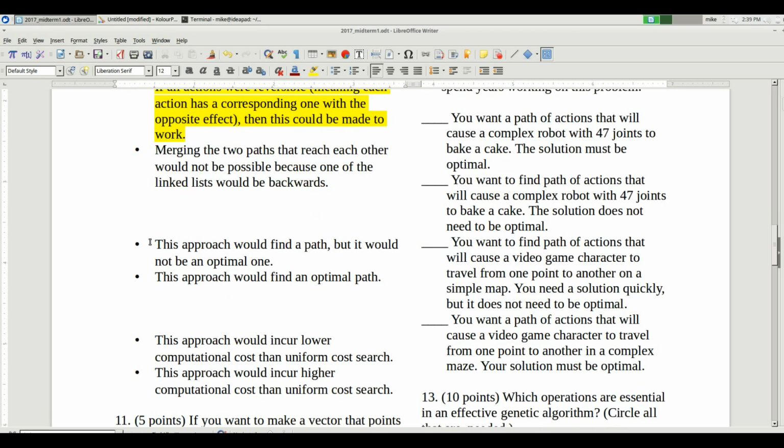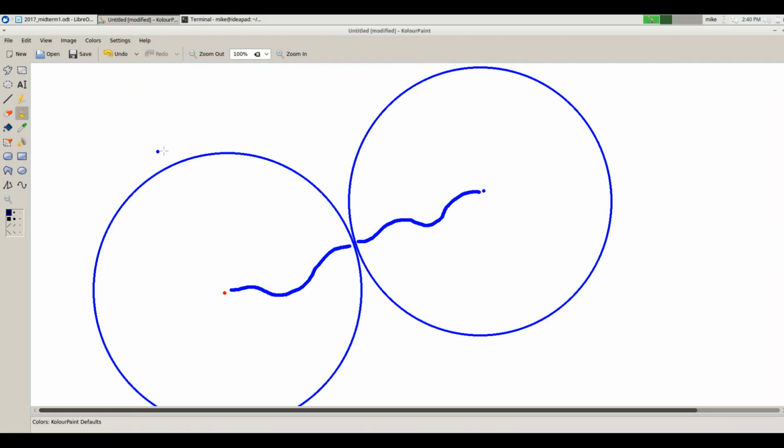Okay. This approach would find a path, but it would not be the optimal. This approach would find the optimal path. Would this be the optimal path? I think it would. The one thing people would get worked up about is, what about the possibility of off by one issues right at the conjunction or something like that? Isn't that the only possibility? As long as you took care of that carefully, I don't see why that wouldn't be the case.